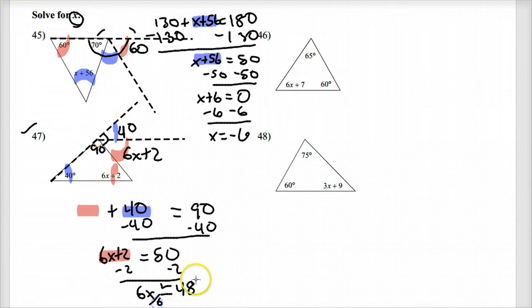Then I'm going to divide by 6. And 48 is really 8 times 6. So that gives me 6 over 6 is 1. And then x equals, well, 48 is 8 times 6, divided by 6, which is 8. So there we go. There's the final answer. X equals 8. Solve for x.